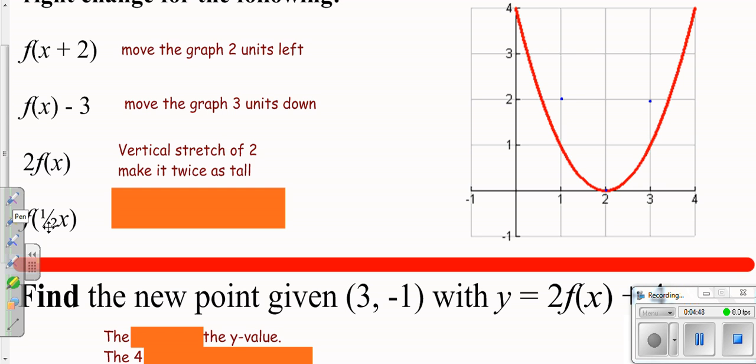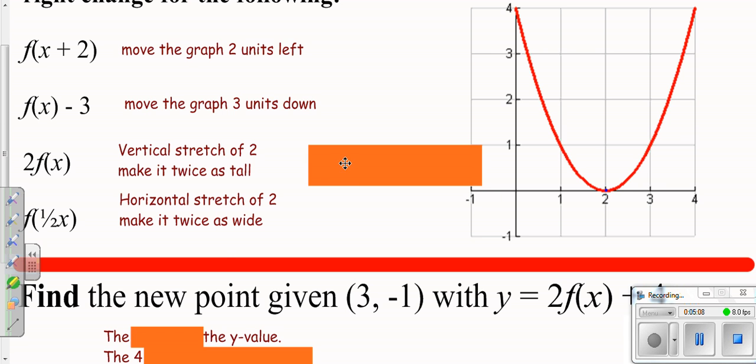Here we have something hanging out with the x, so we know that's going to be kind of the opposite of what we would initially be thinking, and it would be horizontal. So when you have a half of an x, that's going to make it twice as wide. Well, if it's twice as wide, that's a horizontal stretch of 2, which means you have to go ahead and double all your x values.